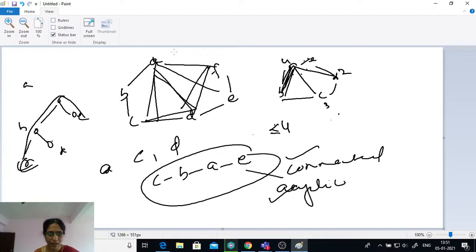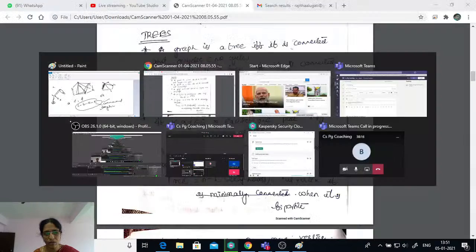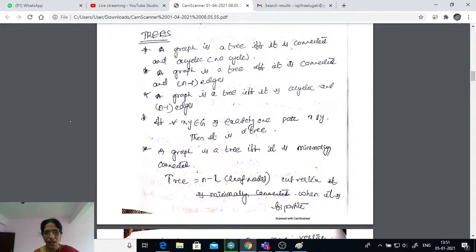So there exists a path from A to E. Suppose here A to E. So A to E is there, and A to F and F to E is there, and A to D, D to E is there, like this. A number of paths existing between two vertices is what we call a graph. Whereas in a tree there exists only one unique path between two vertices, then we can call it a tree. Okay, a graph is a tree if and only if it is minimally connected.